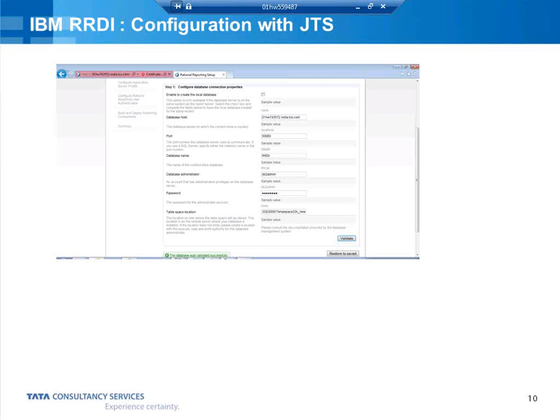Then there is something called configure data warehouse connection properties. Here I am not creating a new DB. I am connecting to the data warehouse that was configured during the JTS installation, during the JTS setup. So again, I would have to give the database port number and the database name, whatever the data warehouse DB you would have provided. All the sessions and help manuals from IBM usually refer to it as RIDW for your data warehouse. So the same was referred, and we have provided that database name, again with the administrator and password information. So that's all for the RRDI configuration.